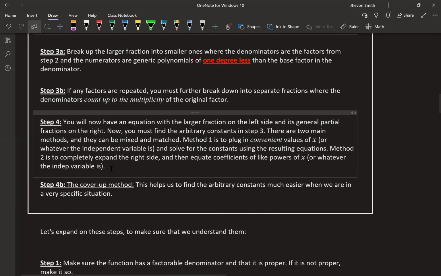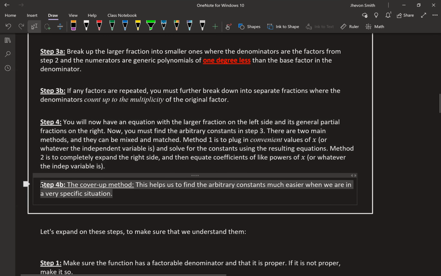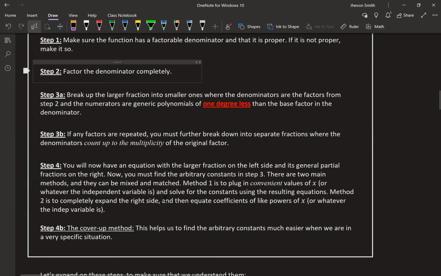And then you will now have the big fraction written down in a generic way as smaller fractions. And you have to find the arbitrary constants that are going to show up. On top of that, there is an optional, well, it's optional, but I would highly recommend you learn it. There's something called the cover-up method, which allows you to find the arbitrary constants much quicker in very specific scenarios. And I will talk about that. So this is the method at a glance.